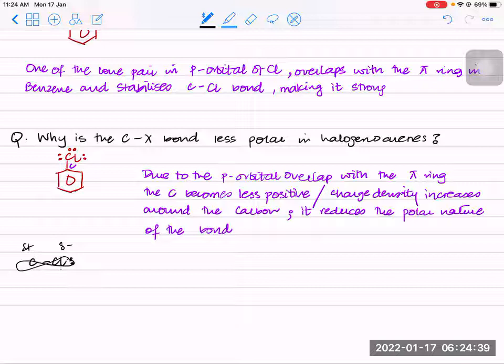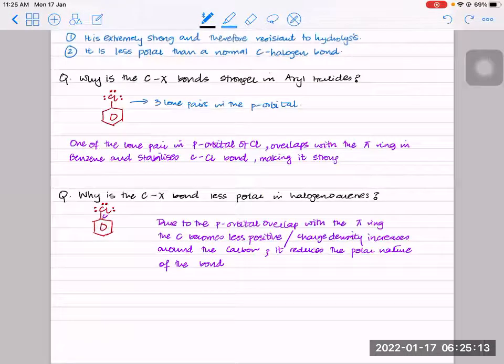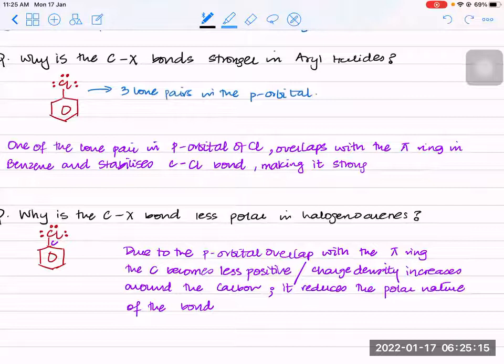So since the electrons are being overlapped with the carbon and the pi ring here, the electrons around this carbon increase the charge density, making it less positive, or can I say more negative? So this has become more negative because of the orbitals overlapping with the pi ring. This is also negative. So the electronegativity difference will decrease and the polar nature of the bond will decrease. Is this clear? Due to the orbital overlap, the bond stabilizes and becomes stronger.